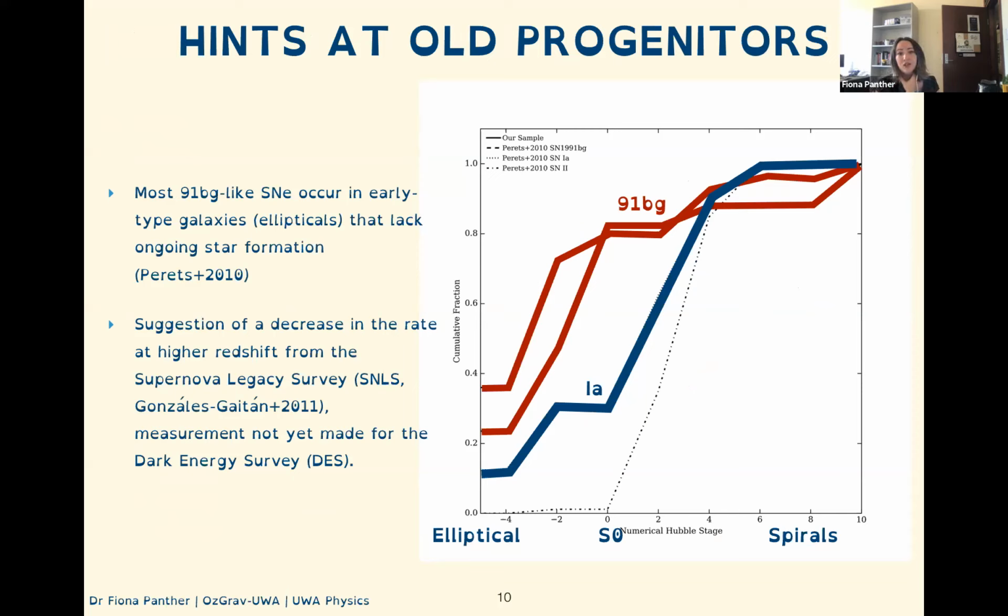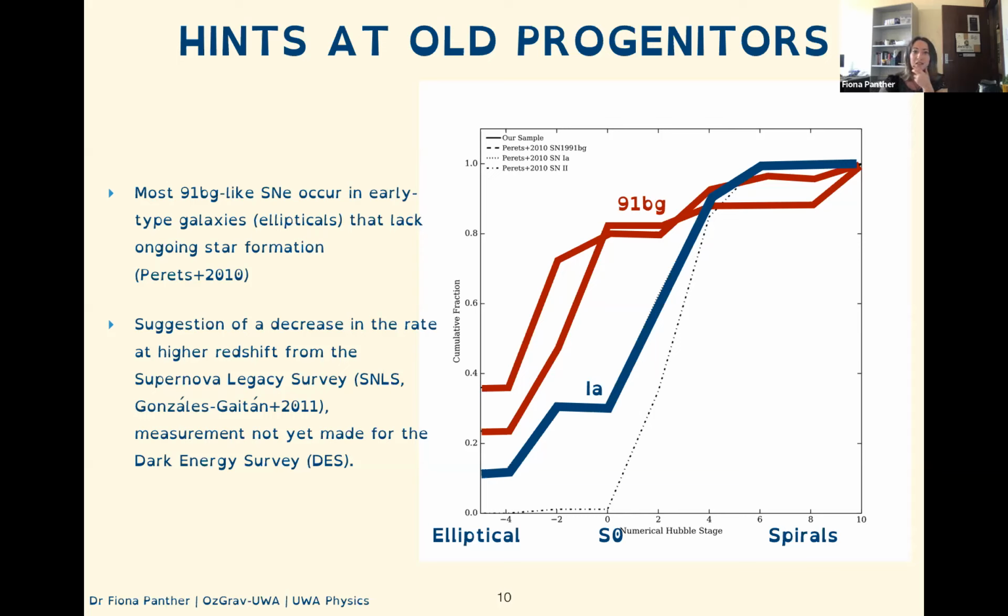There's also a suggestion that the rate of these things decreases at higher redshift. This comes from SNLS, a paper by Gonzalez-Gaitan in 2011. It would be interesting to do this measurement with the Dark Energy Survey, although it's not yet been made, because that high redshift bin from SNLS is about redshift 0.1. There was only one event in that bin. So it would be good to see that measurement made with better statistics.